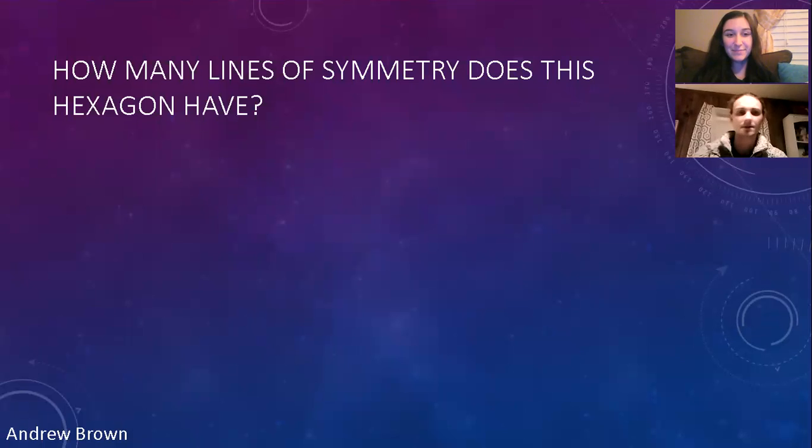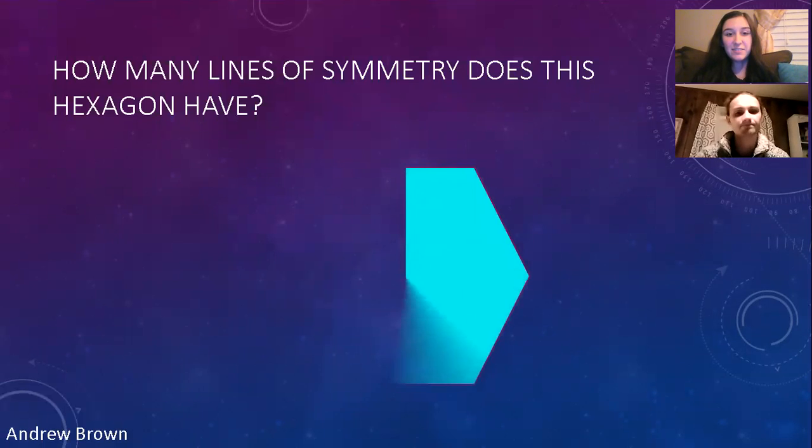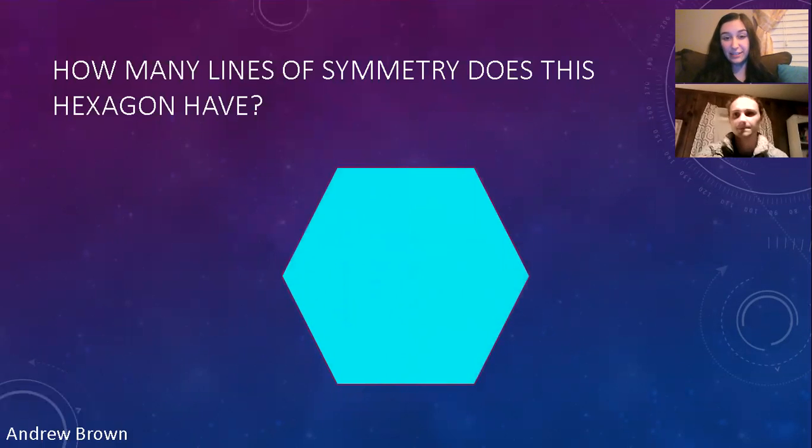Of course. So Andrew, how many lines of symmetry does this hexagon have? Yes, that is also another great question. So let's look at what a line of symmetry is. First off, a line of symmetry is the imaginary line where you can fold the image and have both halves match exactly.